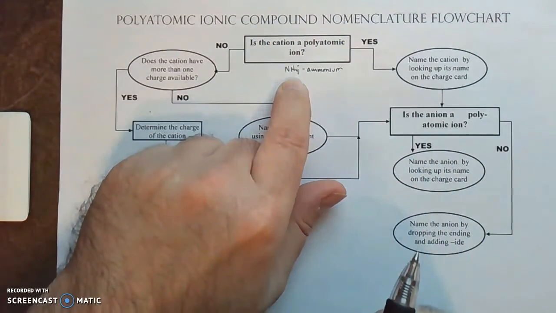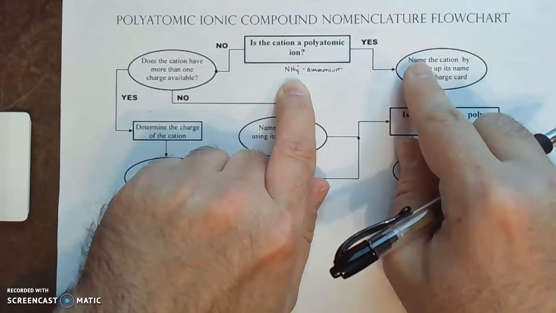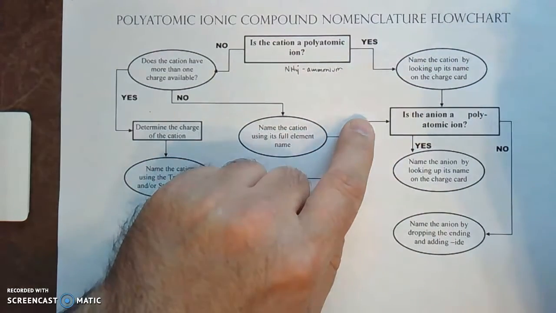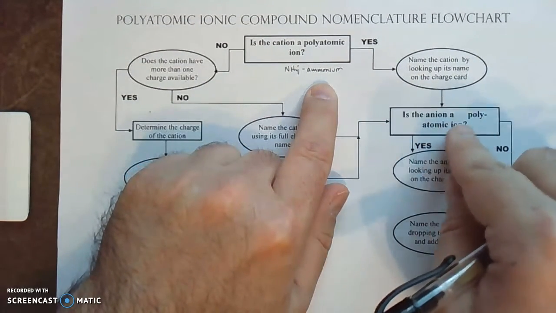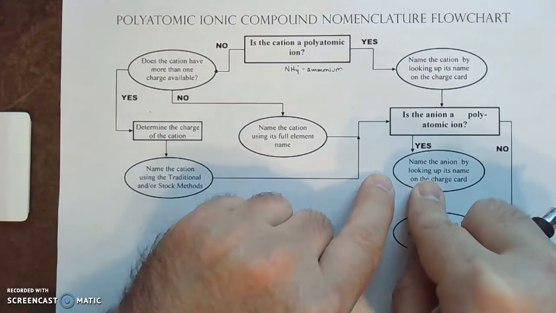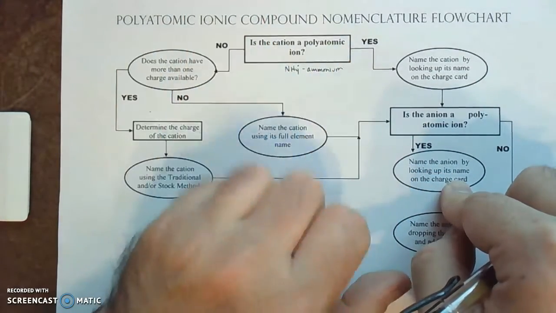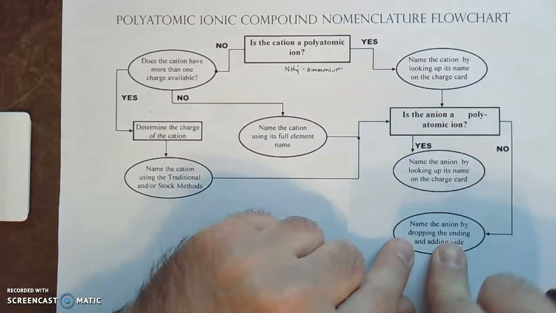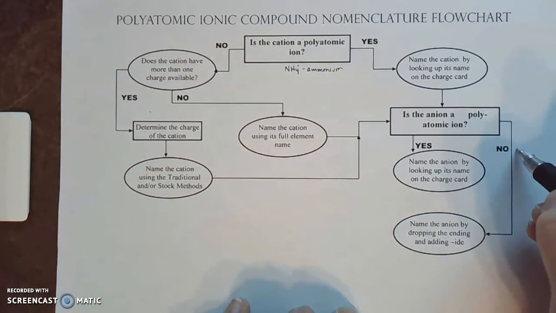If we have ammonium, we're going to follow this side. Name the cation by looking up its name on the charge card. Well, it's ammonium. Is the anion a polyatomic ion? Yes. Name the anion by looking up its name. We don't change the ending of these polyatomic ions. If it's not, if it's a single element, then we drop the ending and add IDE. So this no would mean that we have a single element.